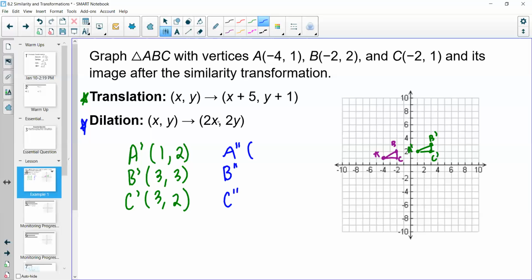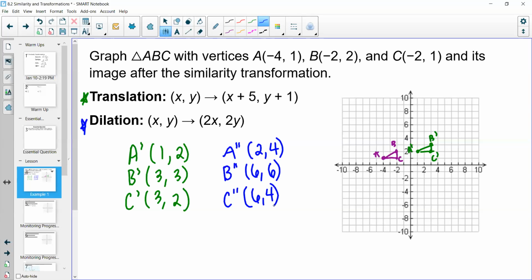Now remember, if the absolute value of the dilation is bigger than 1, then it's going to enlarge. If it's between 0 and 1, then it's going to reduce. Because 2 is bigger than 1, this one is going to enlarge. So let's take a look at these new points. If I multiply 1 by 2, I get 2, and 2 times 2 is 4. We multiply 3 times 2, and we get 6 and 6. And then our last point, C double prime, is going to be 6, 4.